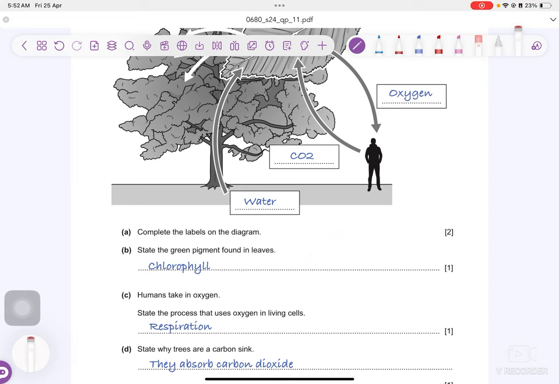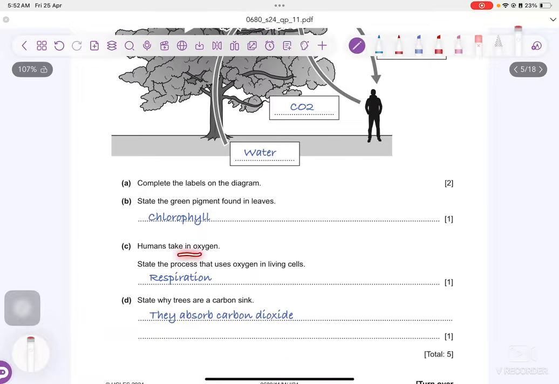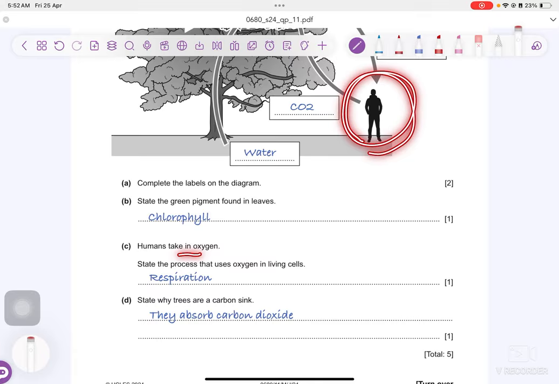I'm warning you. Human takes in oxygen, okay? State the process that uses oxygen in living cells. Respiration. We use respiration. State what? No. We respire. We don't use respiration. We respire, okay? The process is respiration.